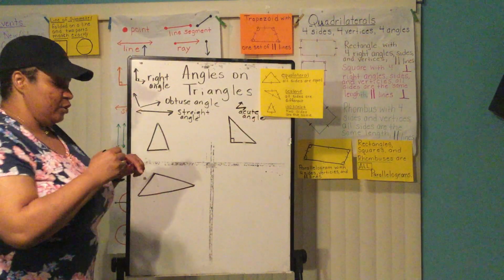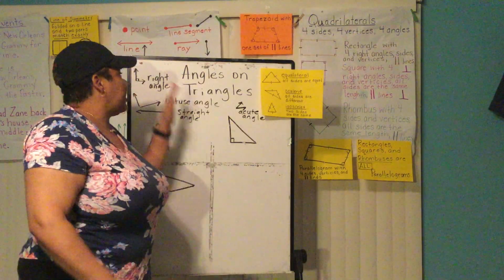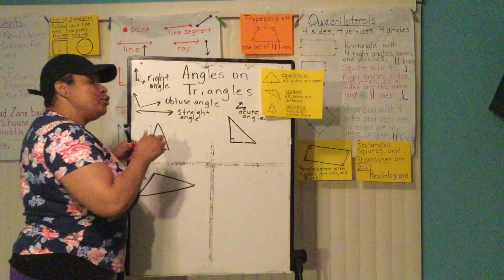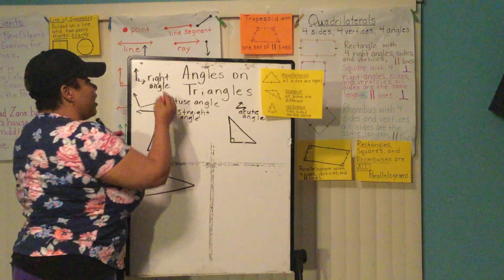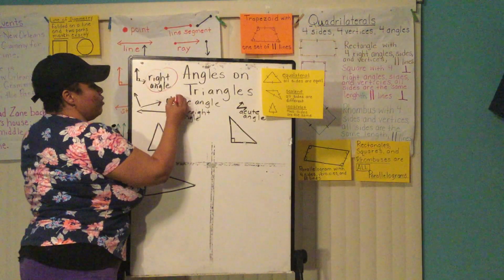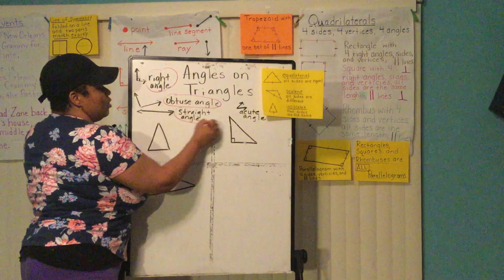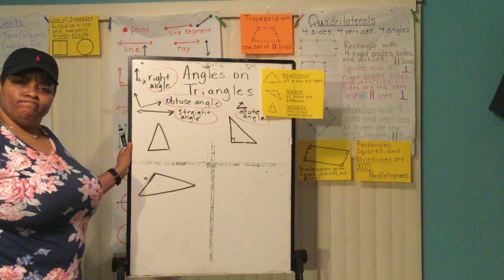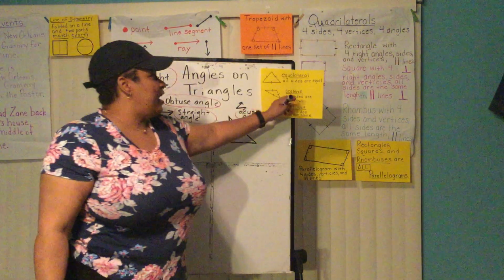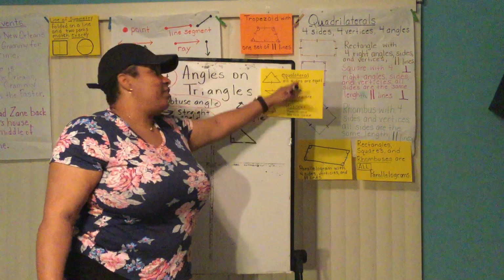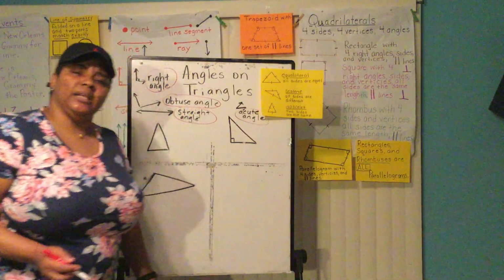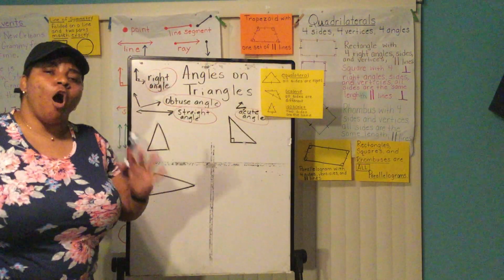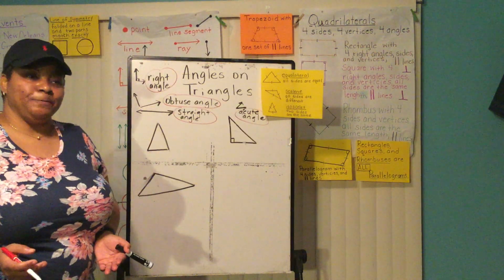So wait a minute. You mean to tell me that I can describe triangles by whether or not they have a right angle, an obtuse angle, a straight angle, or an acute angle? And I can also describe them as equilateral, scalene, or isosceles. Wow. Kind of making me think about quadrilaterals, all the different ways we could describe those.